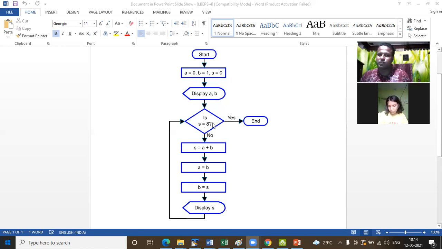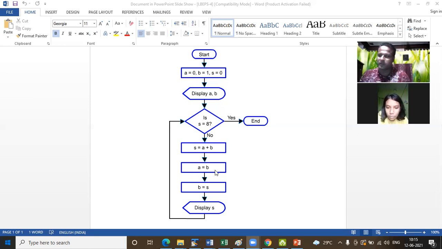Now is 2 equal to 8? No. Now the A value is 1. The B value is 2. So 1 plus 2, S becomes now 3. So right here, S is equal to 3.